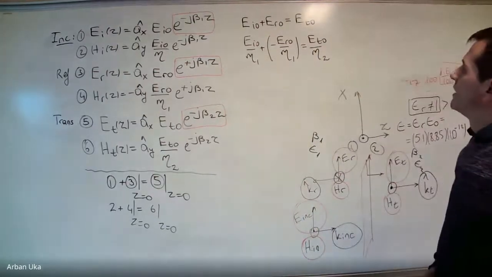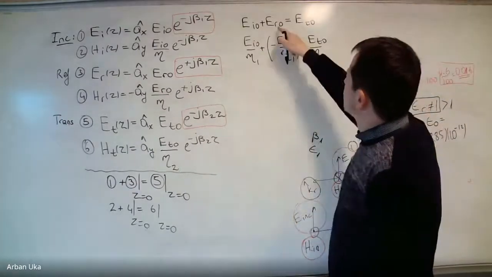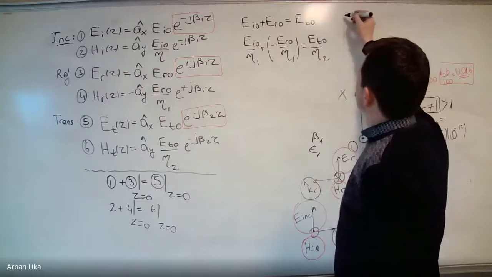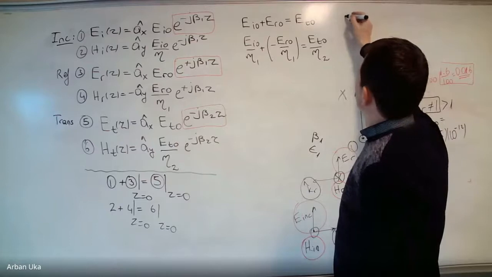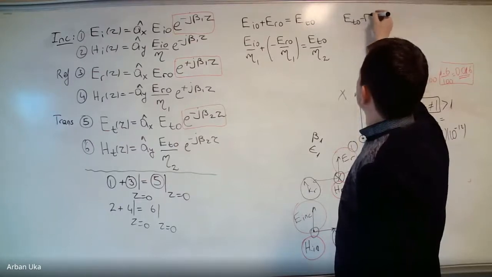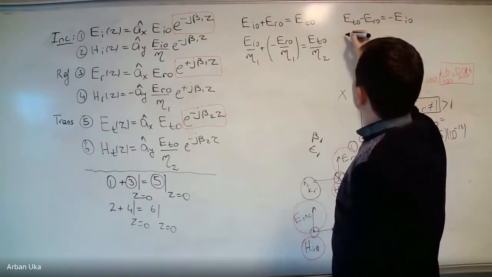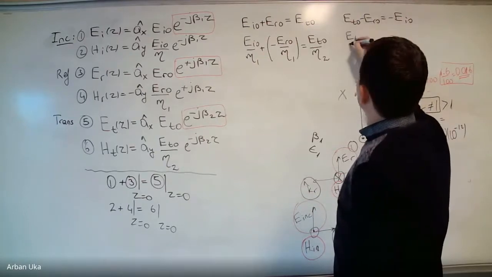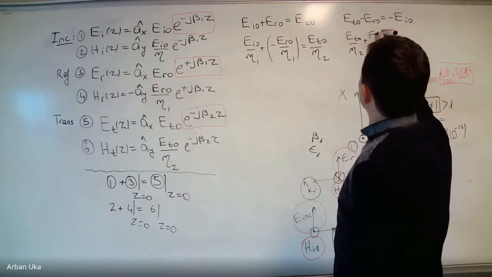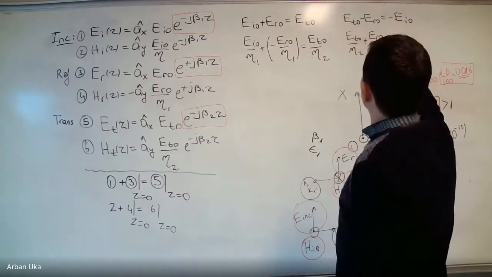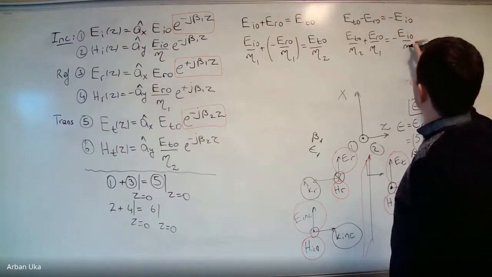So how many equations do we have here? We have 2 equations and 2 unknowns. So how do we read this? ET0 minus ER0 is equal to minus EI0. Then here we get ET0 divided by eta 2 plus ER0 divided by eta 1, and this is equal to minus EI0 divided by eta 1.